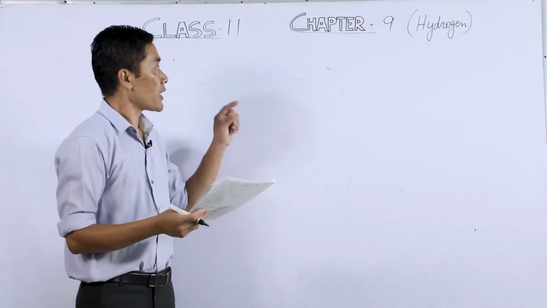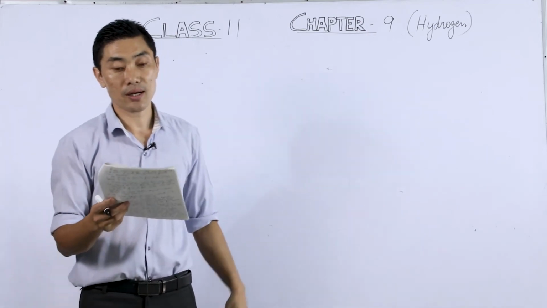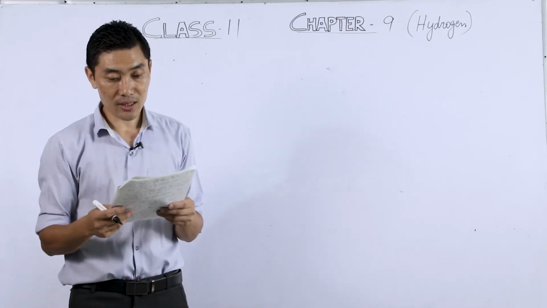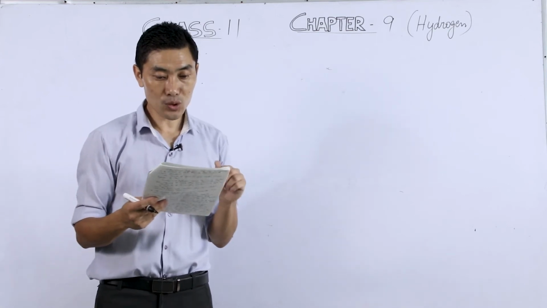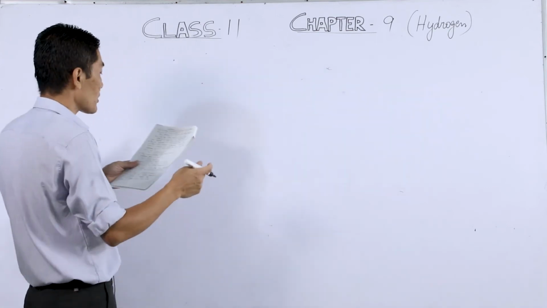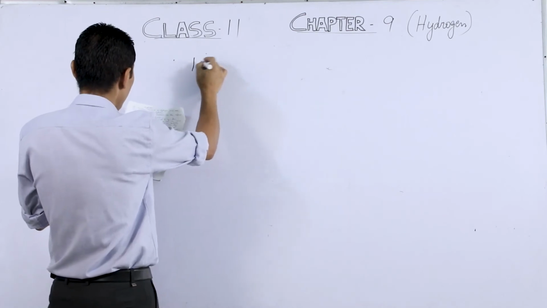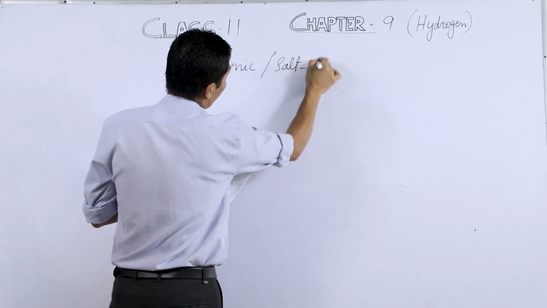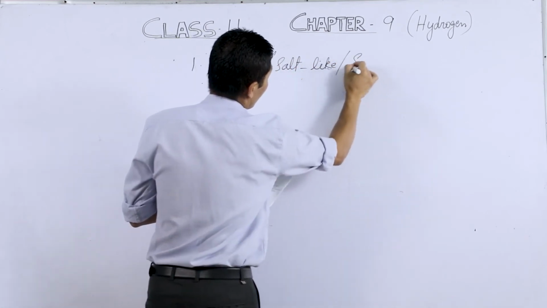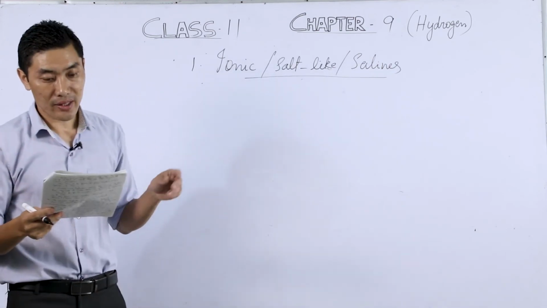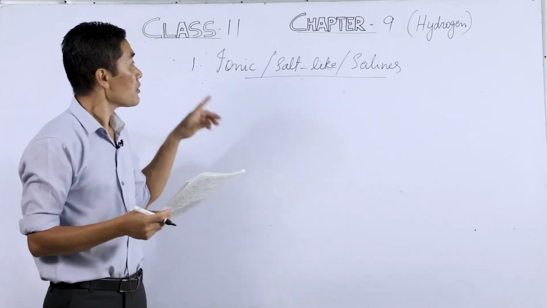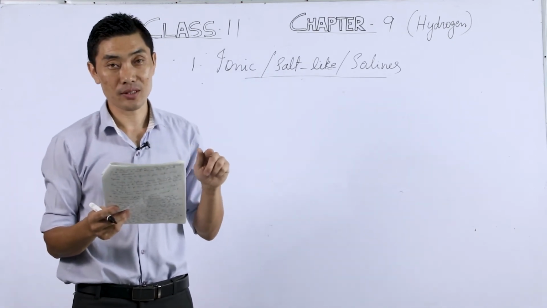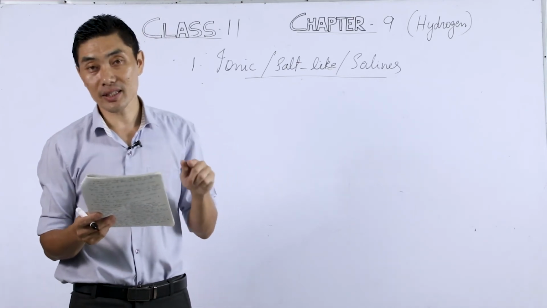Now, compounds of hydrogen, binary compounds of hydrogen with other elements, are called hydrides. And these hydrides are classified into three categories. The first one is the ionic or salt-like or saline hydrides. These ionic or saline hydrides are formed when hydrogen combines with group 1 and group 2 elements. That means the alkali and alkaline earth metals.